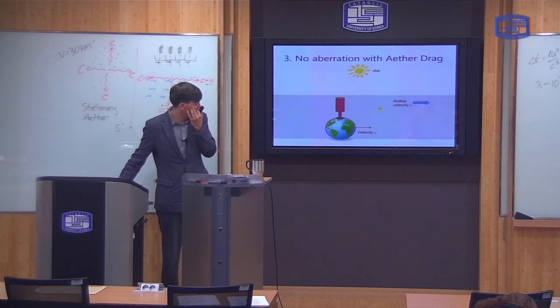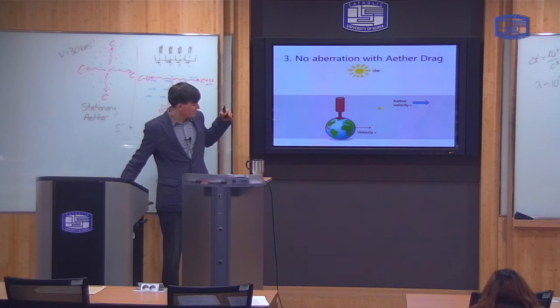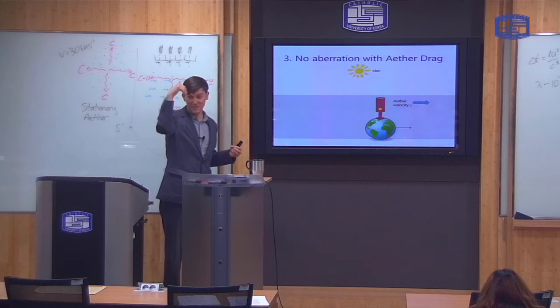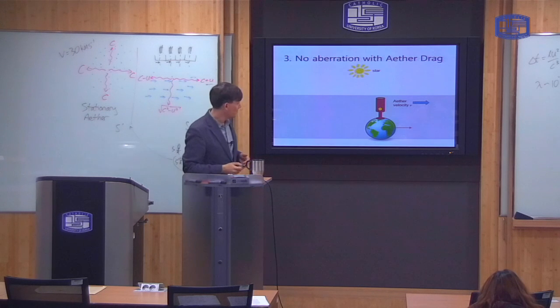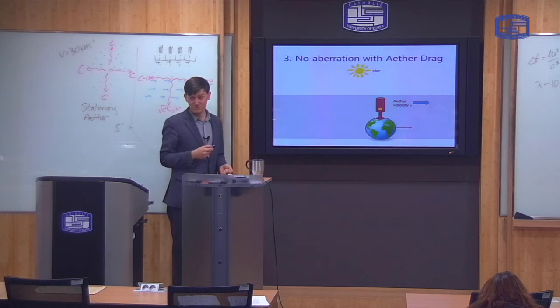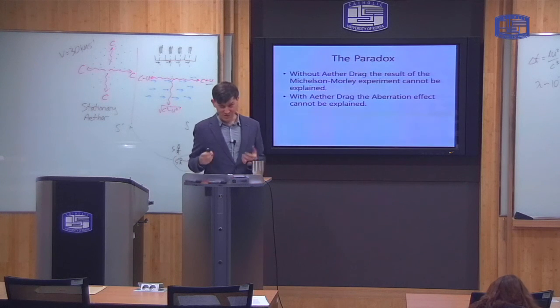And in this case, it's clear, hopefully, that you don't get aberration, because the motion of the Earth exactly matches the change in the direction of the light. So if the ether drag hypothesis was true, then we shouldn't observe this effect of aberration. But we do. So that left us in a bit of trouble.